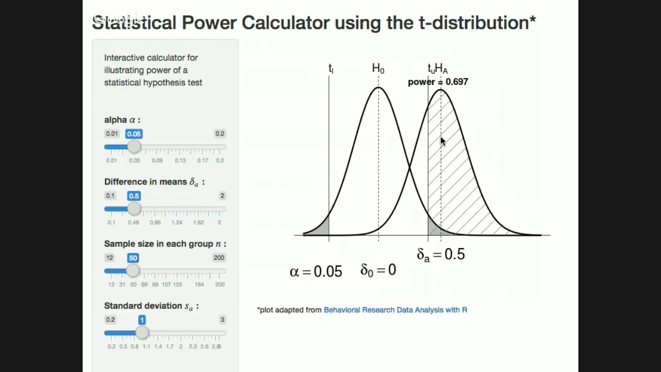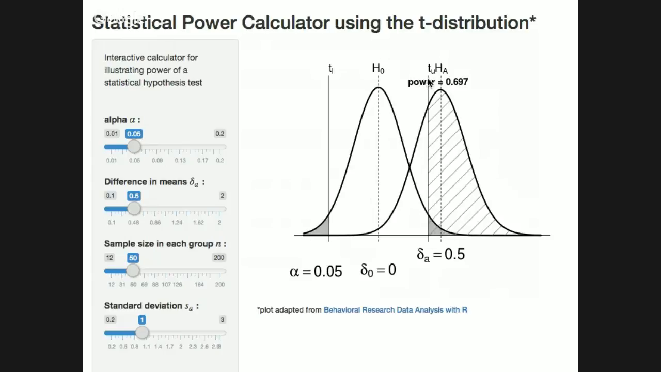Tell me how this plot is going to change as I move alpha from 0.05 down to 0.01. So I want to reduce my type 1 error rate in this planned hypothesis test. The rejection region of H0 becomes smaller. Yep, the rejection region becomes smaller.